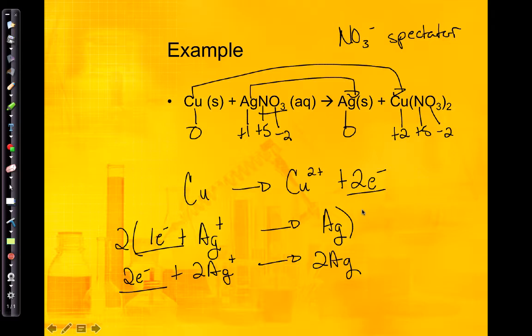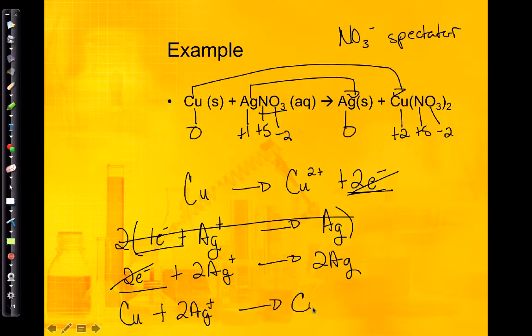And you want to make sure your electrons end up canceling. So you lost 2 electrons here, you gained 2 electrons here, so they will cancel. And then you just put everything together. If it's on both sides, then they would cancel. Copper plus the 2 silver ions produces a copper ion and 2 silver atoms. Okay, this is the net ionic reaction for this redox reaction.